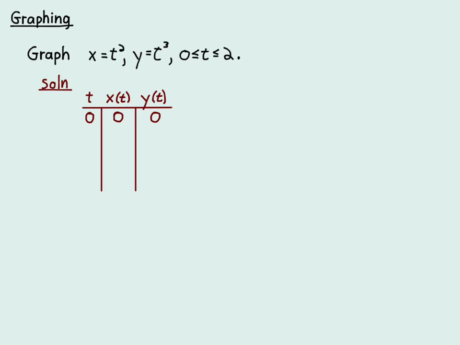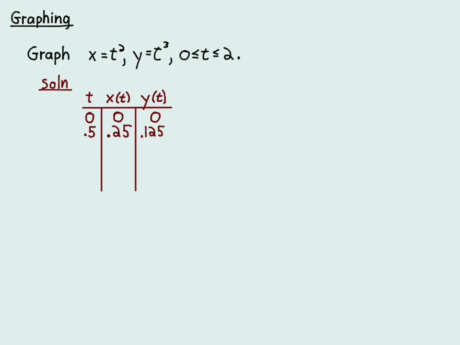So if t is 0, then t squared is 0, so x is 0, and t cubed is 0, so y is 0. So we have this point 0, 0 in the xy plane at time t is 0. So that's our initial point, our starting point. And then we need numbers larger than 0 but smaller than 2 according to this. This is the domain here. The set of values for the inputs.